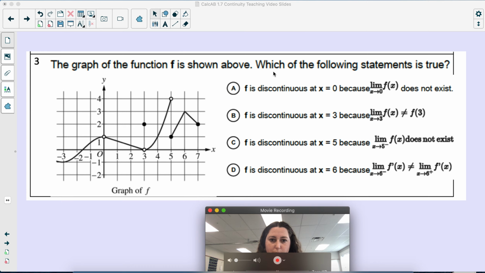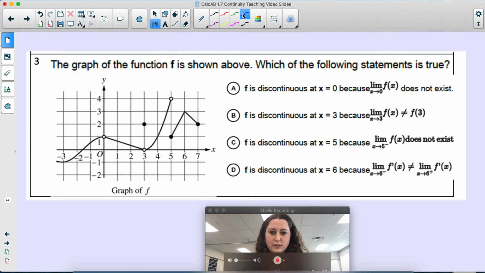The graph of f is shown above. Which of the following statements is true? F is discontinuous at 0 because the limit as x approaches 0 does not exist. All right, so 0, the limit does exist, it's 1. Even though there's a hole there, the limit still exists. Okay, f is discontinuous at 3 because the limit does not equal the function value. Yes, that's true. Let's just double check the others.